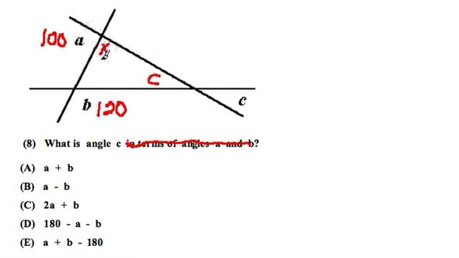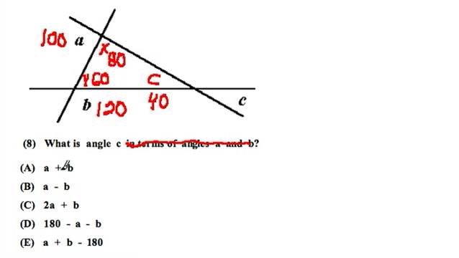A plus X has to equal 180, so X is 80 by the 180 rule for angles on a line. Let's call this Y. And by the 180 rule on this line, Y has to be 60. And by the 180 rule for triangles, since these add up to 140, C has to be 40.